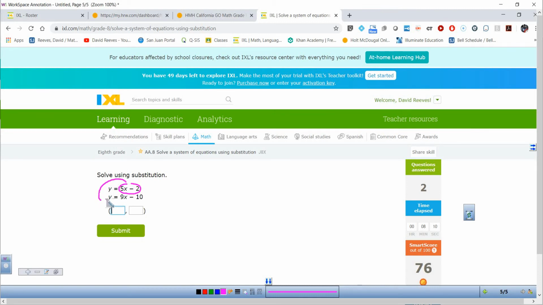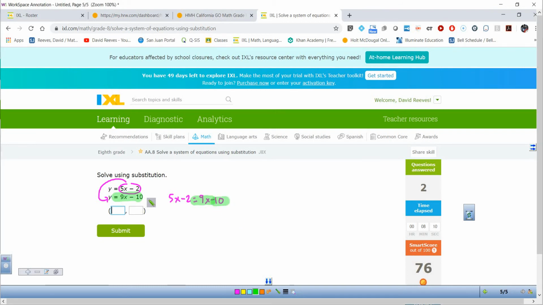So what am I going to do? I'm going to put it right there, right? So I'm going to go to my second equation, but instead of y, what am I going to put? I'm going to put 5x minus 2 equals 9x minus 10. So again, all of this part right here equals 9x minus 10. Ooh, it's a good thing I checked this. Equals 9x minus 10, not 9x minus 2.